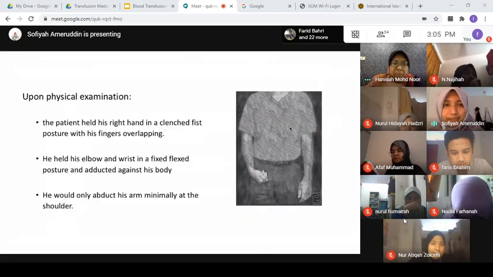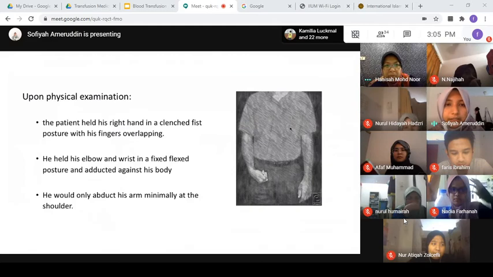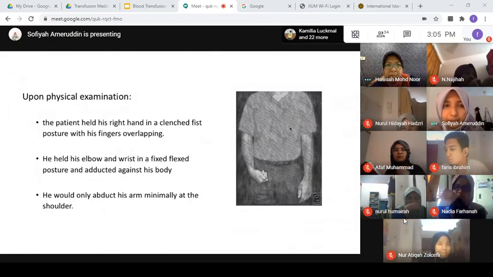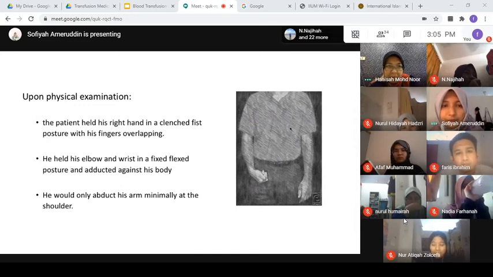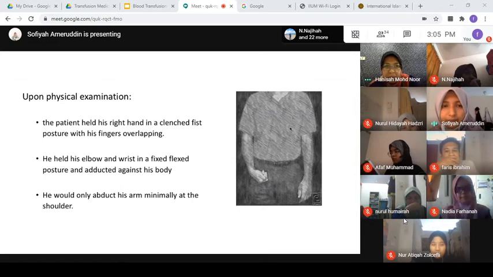So upon physical examination, this is how the patient presented. The patient held his right hand in a clenched fist posture with his fingers overlapping. He held his elbow and wrist in a flexed posture and adducted against his body.